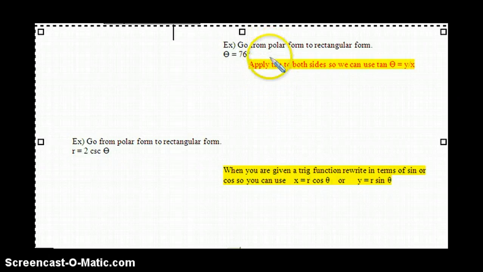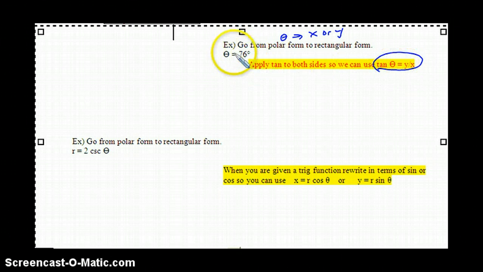Okay, for this next one I want to go from polar form of an equation, theta equals 76 degrees, to rectangular form. So in this case I've got a theta, and I need to change that into an x or a y or some combination of both of those. So what I know is that if I'm trying to get theta to go away, the way that I can do that is I can use this identity that I know that the tangent of theta is equal to x over y. Well, I don't have the tangent of theta in my problem, I just have theta.